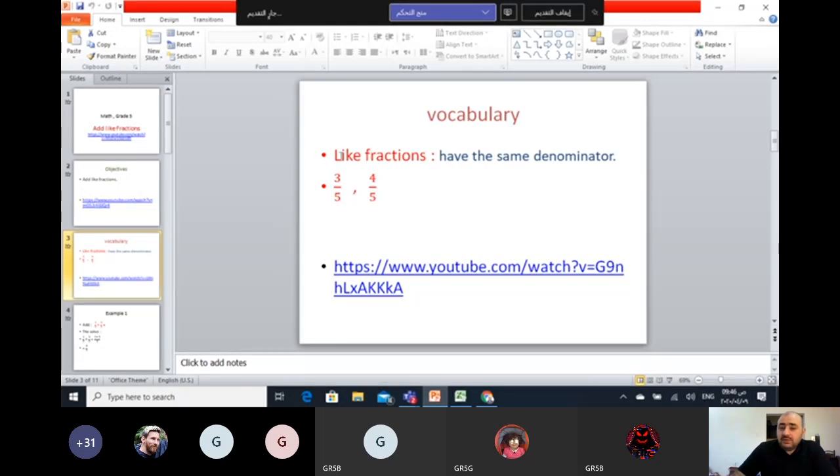Okay? Now, what's the meaning of like fractions? It means they have the same denominator. As you see here, we have two fractions. We have 3 over 5 and we have 4 over 5. See the numbers down. Look at the denominators here. Here we have 5, here we have 5. So the name of the two fractions here is like fractions.